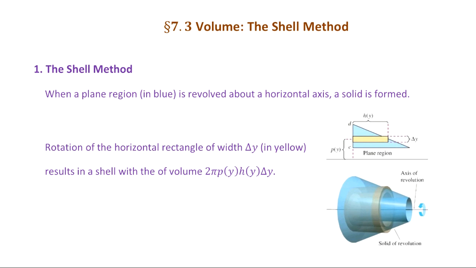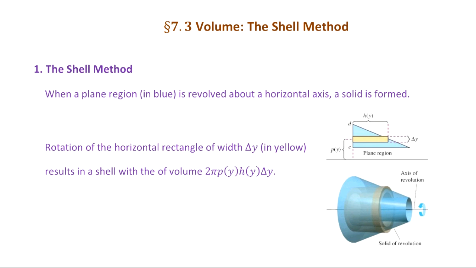Okay, and then the rotation of the horizontal rectangle. Okay, the yellow one, with width delta y. Okay, so that's the width. You can see from the graph in yellow. We will arrive at a shell with the volume 2 pi p. Just use the formula we got on the last page. 2 pi p. Okay, so p is the radius of rotation. You can see from the graph.